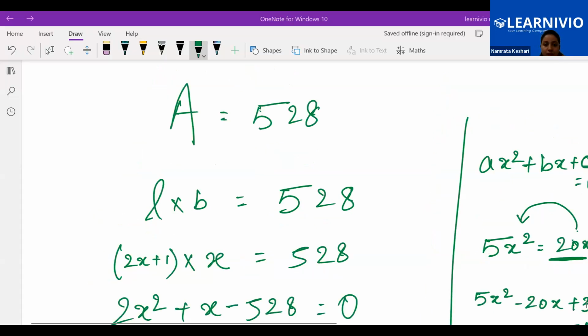A is 5, b is minus 20. Okay, Harshita has already got the answer also. C is 3. Perfect. This is how, just by doing the comparison, we will be able to say what is A, what is B, and what is C.